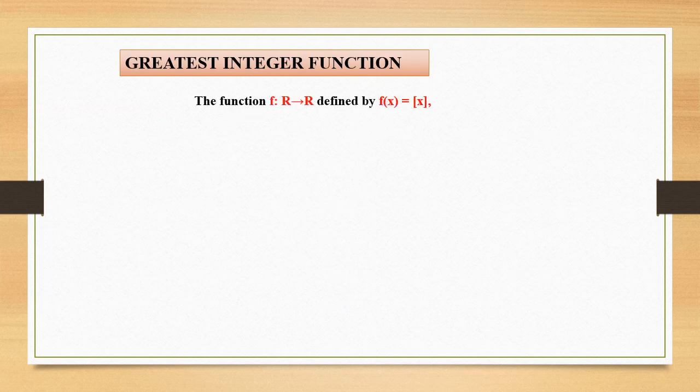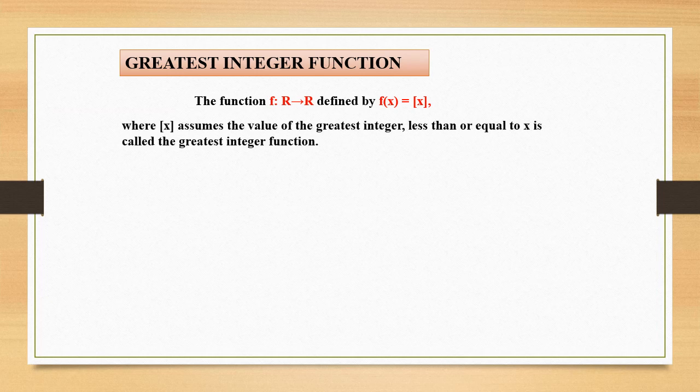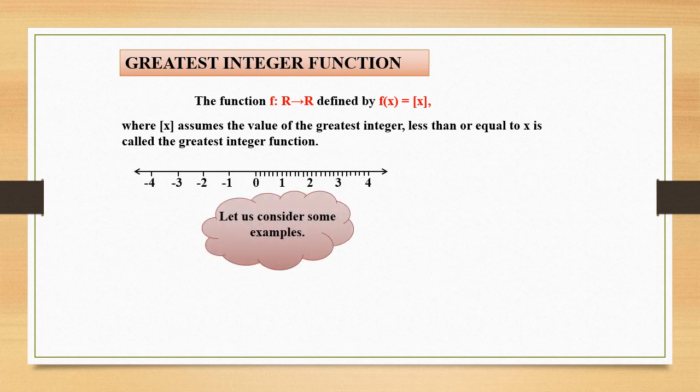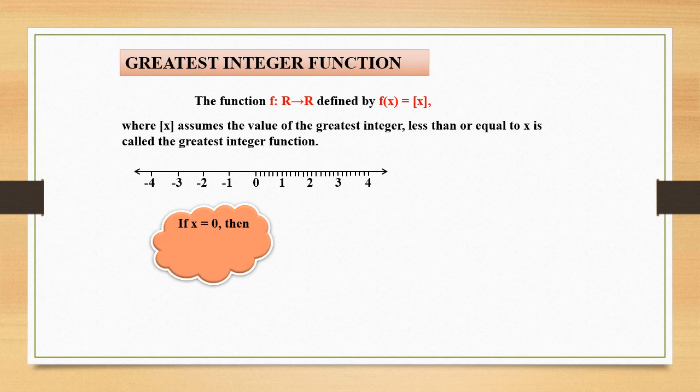Next, we'll try to understand the continuity of greatest integer function. The function f from R to R defined by f of x is equal to step x, where x assumes the value of greatest integer less than or equal to x, is called the greatest integer function. So let us consider some examples. If x is equal to 0, then f of 0 is equal to the greatest integer function of 0. This is an integer which is equal to 0.